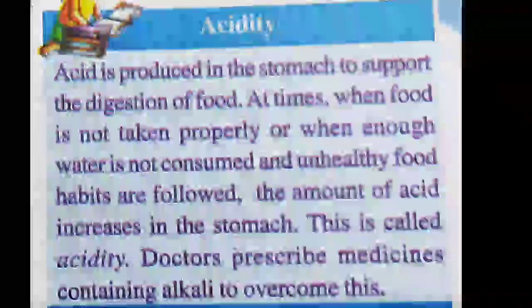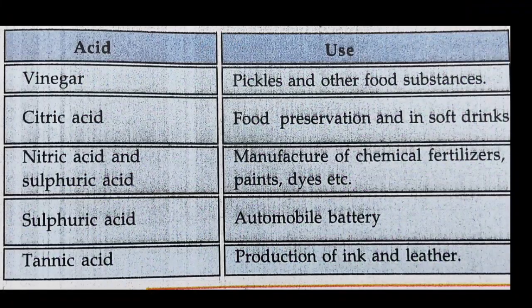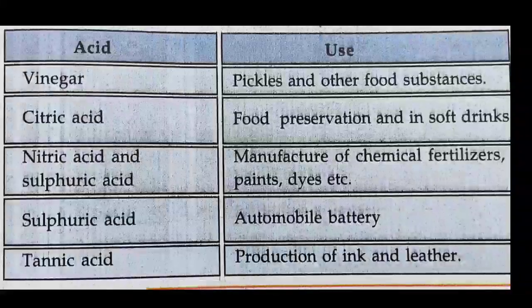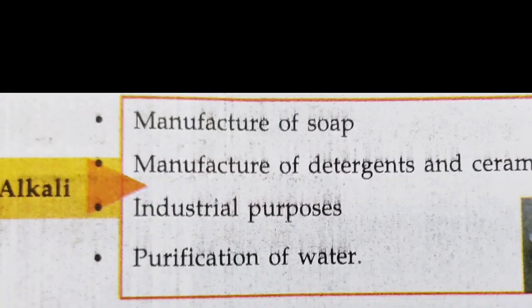Now let us see the uses of acids and alkalis. Acids: vinegar, pickles and other food substances; citric acid, food preservation and in soft drinks; nitric acid and sulfuric acid, manufacture of chemical fertilizers, paints, dyes, etc. Sulfuric acid, automobile battery; and tannic acid, production of ink and leather. Uses of alkali: manufacture of soap, manufacture of detergent and ceramic materials, industrial purposes, and purification of water.